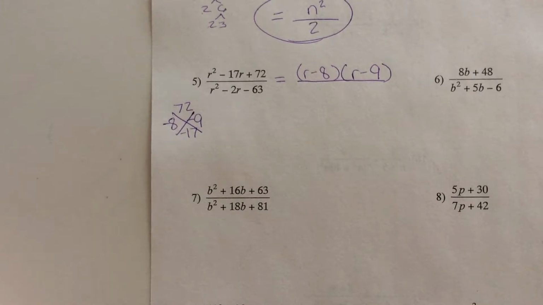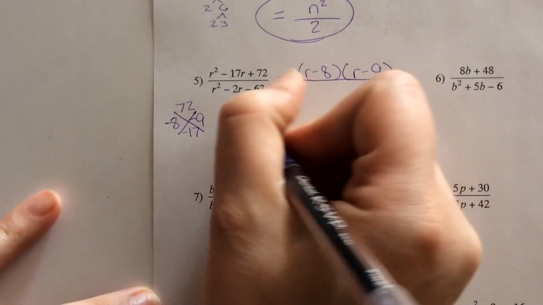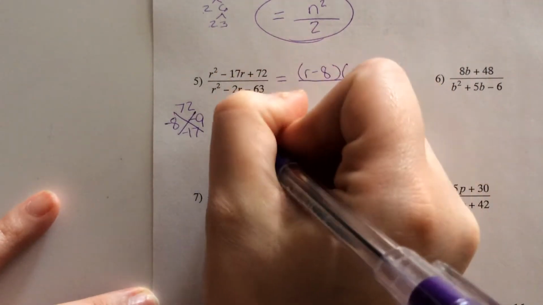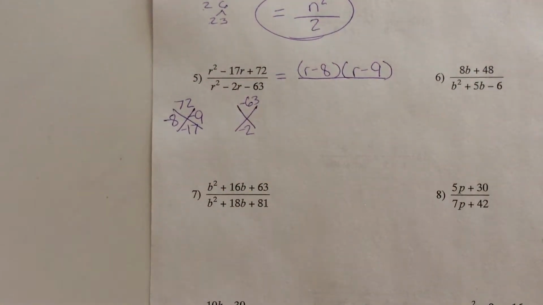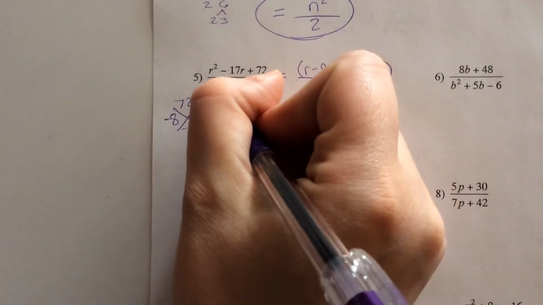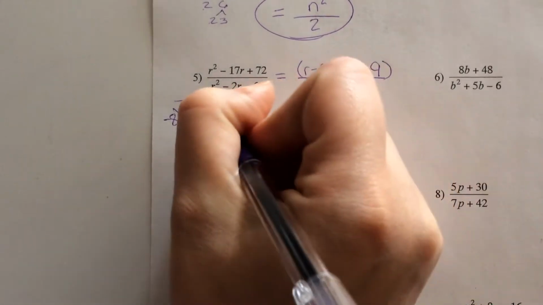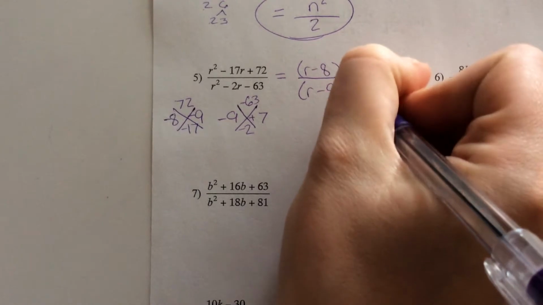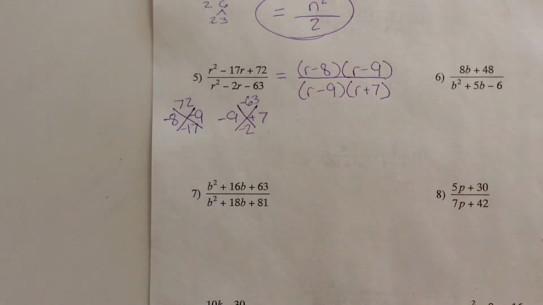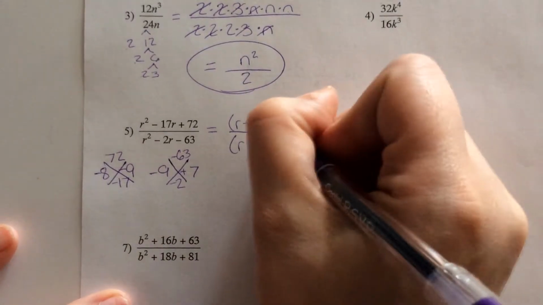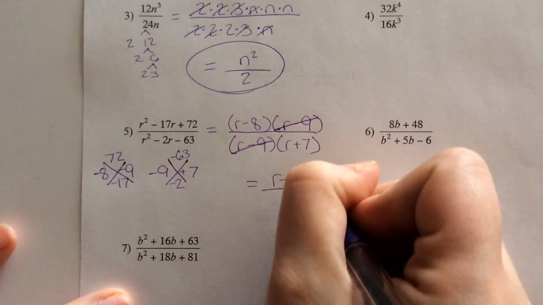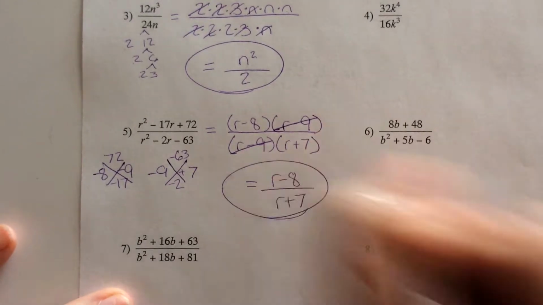Okay? All right. In the denominator, we have 1 times 6, so negative 63, negative 2. So multiples of 63 that get me to 2: 9 and 7. Negative 9 plus 7. Okay. So now we're going to look for factors that are identical, both r minus 9. Final answer, r minus 8 over r plus 7.